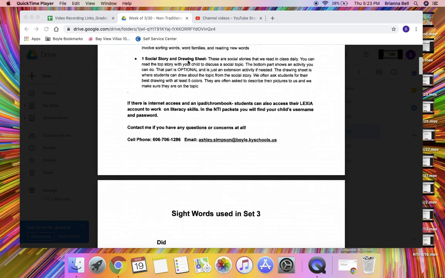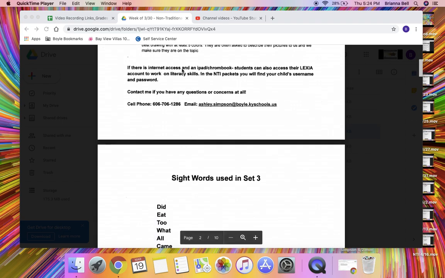1 social story and drawing sheet. These are social stories that we read in class daily. You can read the top story with your child to discuss a social topic. The bottom part shows an activity you can do. That part is optional and is just an extension activity if needed. The drawing sheet is where students can draw about the topic from the social story. We often ask students for their best drawing with at least 5 colors. They are often asked to describe their pictures to us and we make sure they are on the topic.